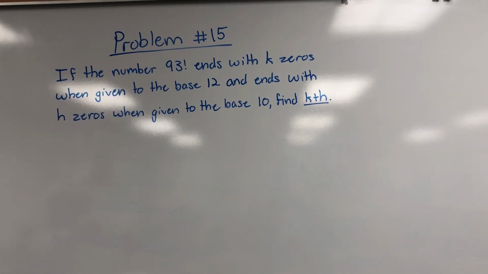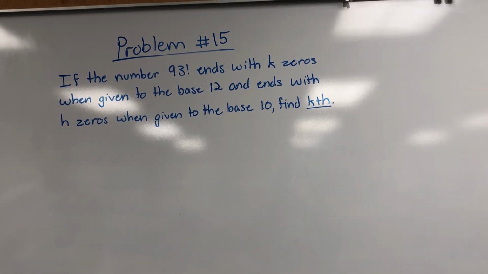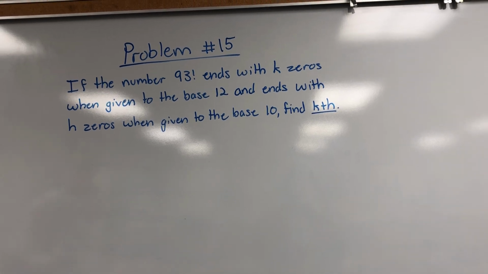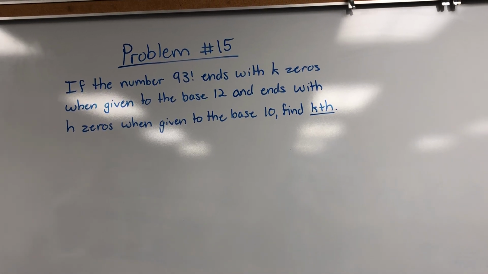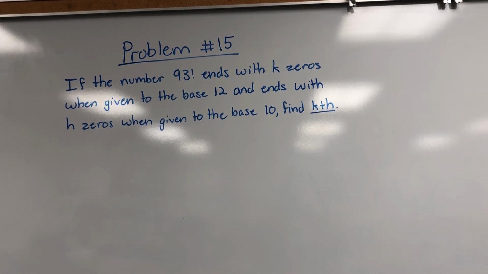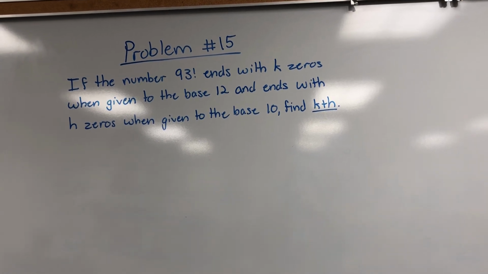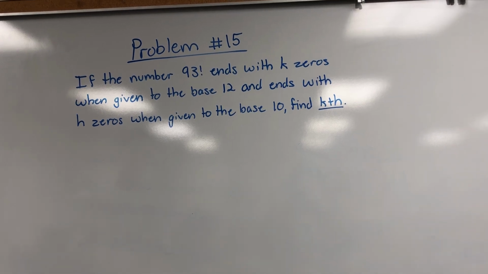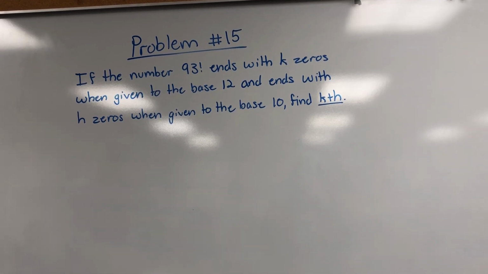I did problem number 15, which says, if the number of 93 factorial ends with k zeros when given to the base 12, and ends with h zeros when given to the base 10, find k plus h. So we've done this problem before in base 10. So that's what I'm going to start with, and then I'm going to explain why we're doing it.